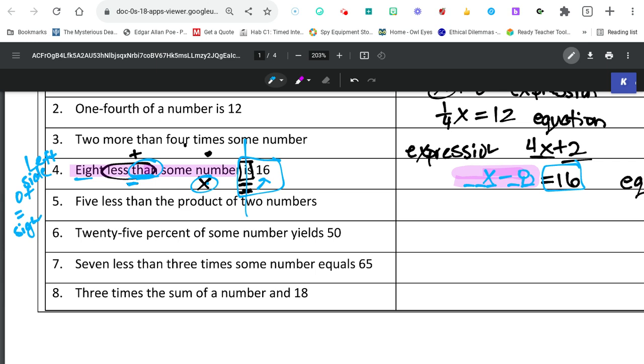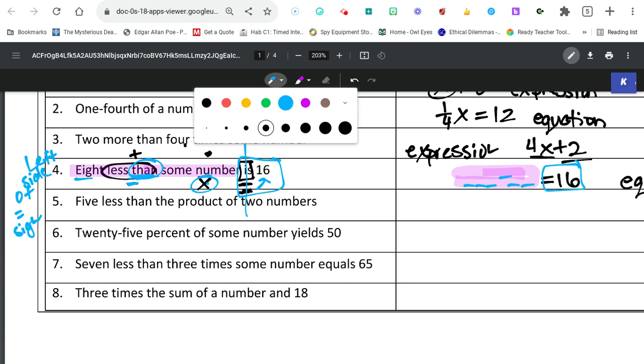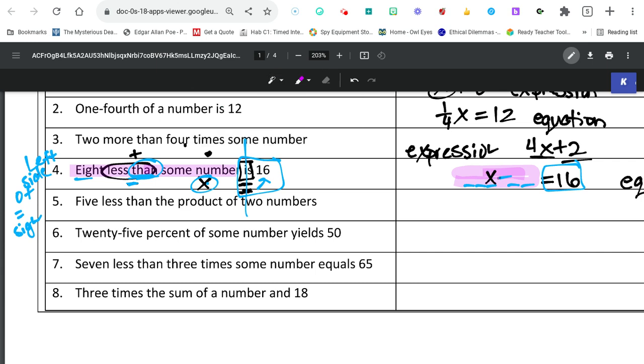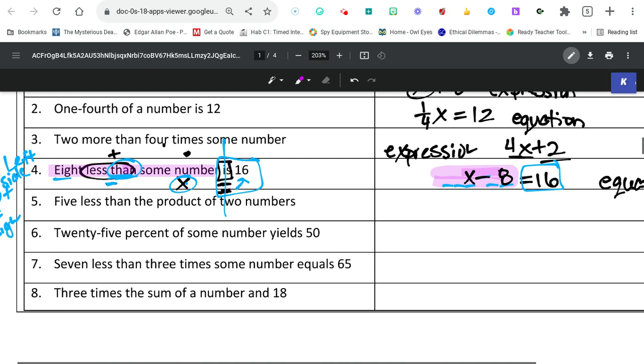Let me do that in red. I'll do it in black. It looks better. But the than is what made me not write the 8 first and the x. So on this side of than is some number. So I write it from right to left if it has a turnaround word in it. So instead of 8 minus x, it's x minus 8, all because of that turnaround word than.